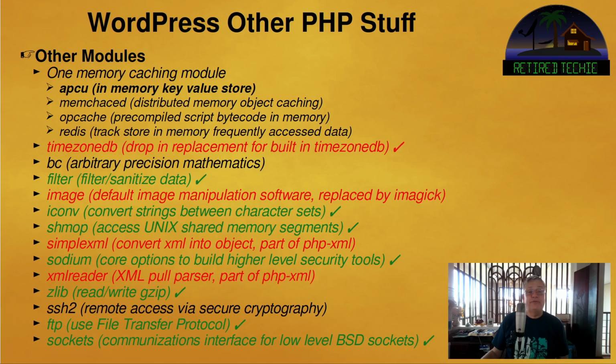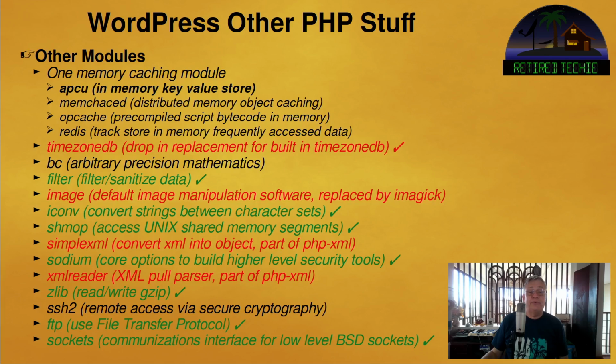BC, arbitrary precision mathematics. This is basically a command line calculator. In Linux, it's called BC Math, so it'll be php-bcmath. Filter, sanitize data. That's already pre-installed. That basically cleans up data coming in, coming out, looks for certain things, and cleans up your data. Image is a default image manipulation software. We're going to be using iMagick instead, so we don't need to install this one. iMagick has many more capabilities.